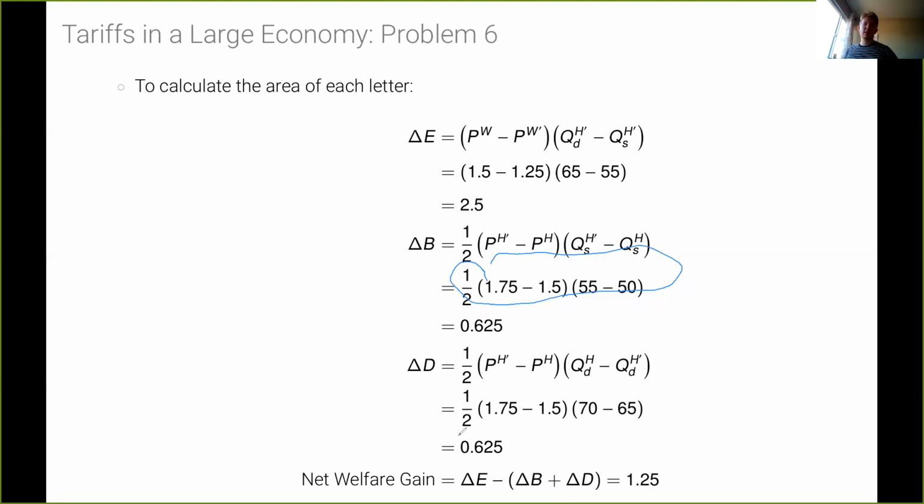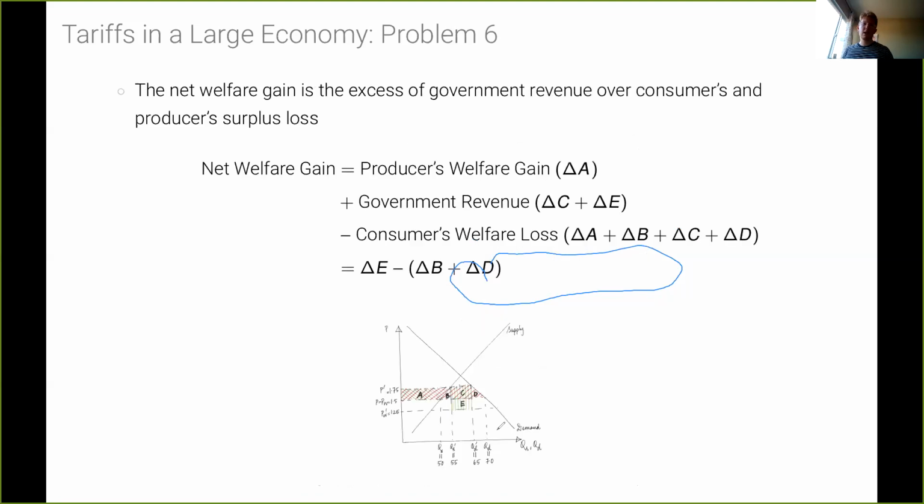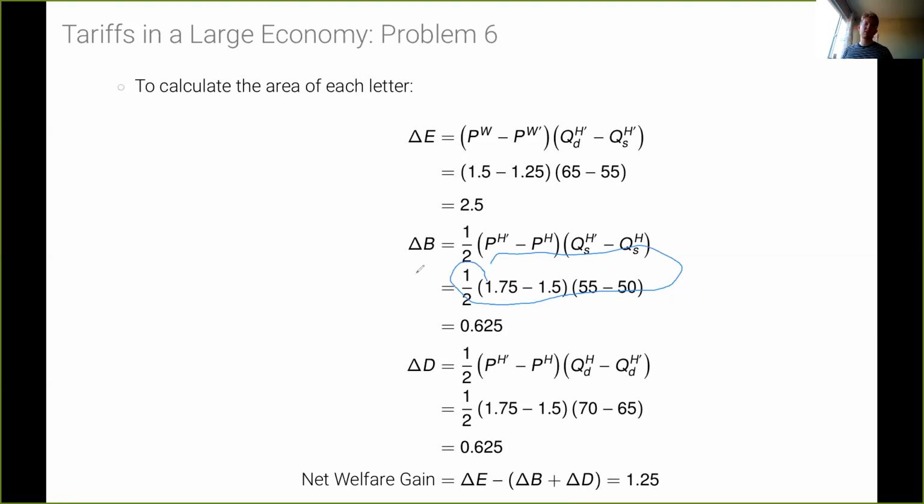The only reason they're the same is that these two lines seem to have the same slope, but these may not always be the same area. And so the net welfare gain, E is greater than the sum of both B and D. So the net welfare gain is 1.25. Here, we've actually seen that tariffs are net welfare increasing.